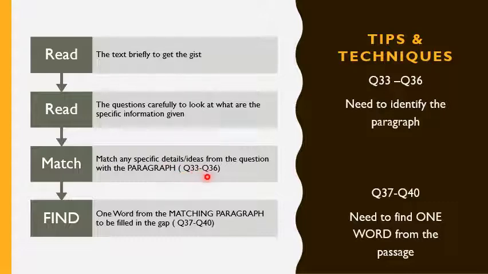Question 33 until 36. Okay, setiap soalan itu jawapannya adalah perenggan yang berlainan. And last one, you need to find one word. Cari satu perkataan yang masuk dalam tema ataupun konteks soalan. Ini untuk soalan 37 hingga 40. Pertama, you need to find the matching paragraph. Cari perenggan yang padan dengan soalan dan cari daripada perenggan tersebut cari satu perkataan yang padan dengan kehendak soalan.